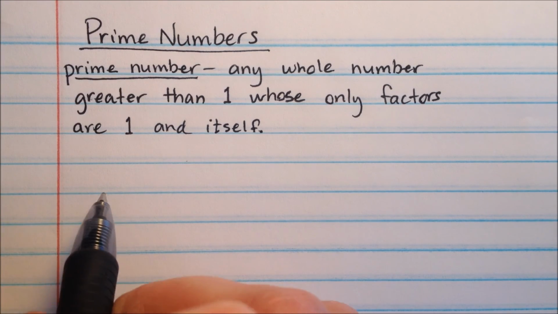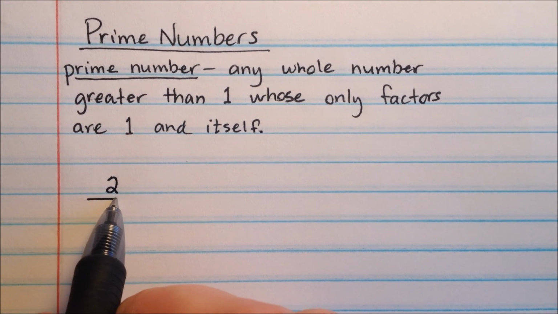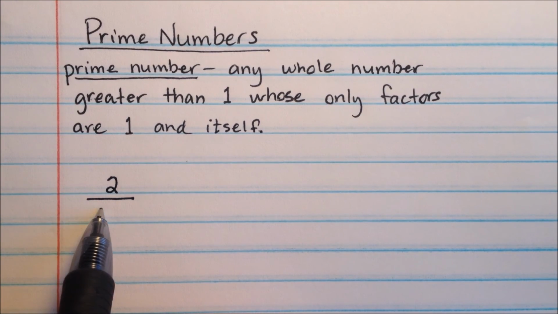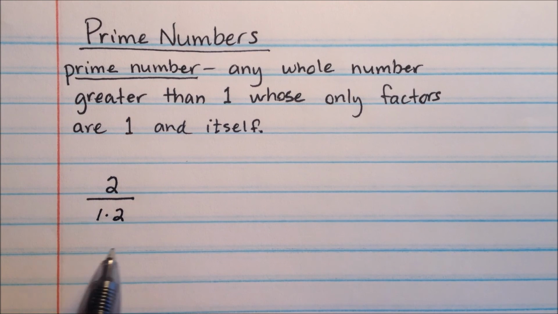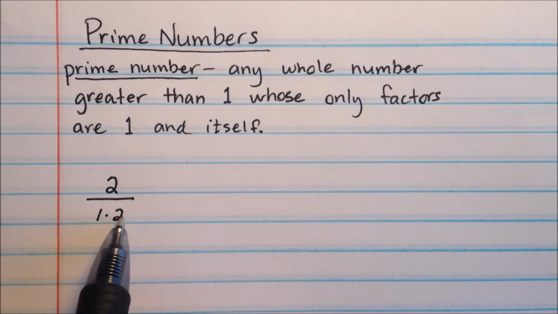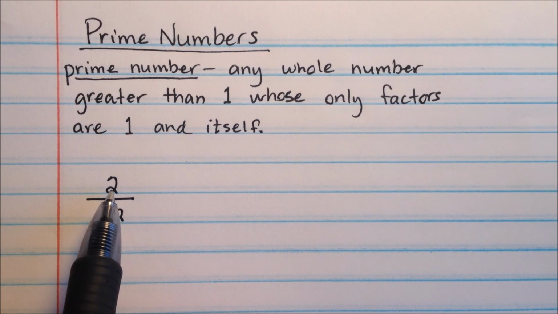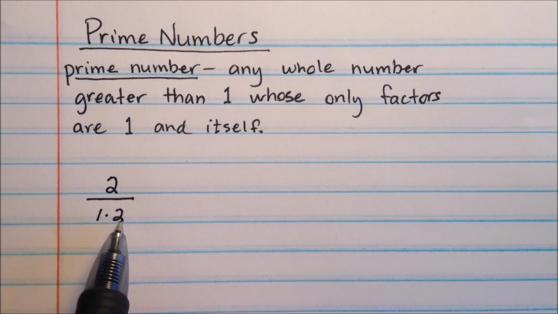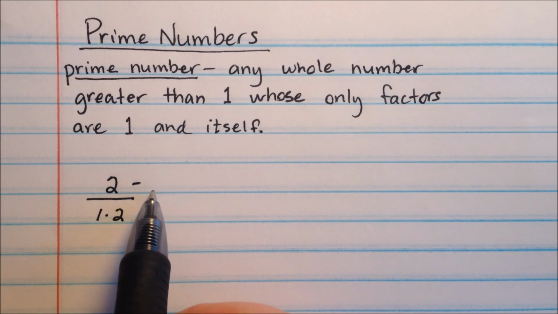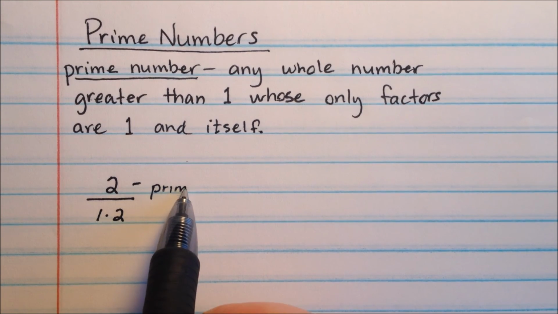Let's start with 2. We're going to find the factors of 2. Well, 1 times 2 makes 2, and are there any others? No, there are not. So 1 times 2 are the only factors of 2, so we can say that it is 1 and itself. So we're going to say that 2 is indeed prime.